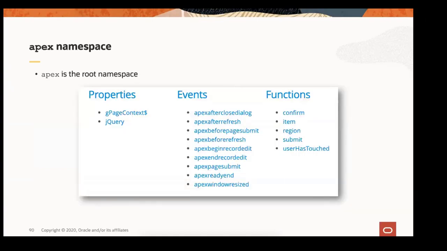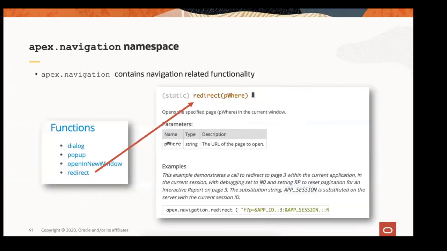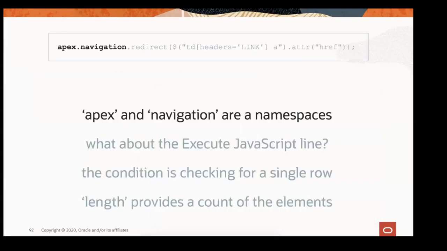So the one that we start with is the root or apex namespace. And you can see some of the properties here that you'll find in the doc, including functions like confirm and submit, which are commonly used. And then if you go down to apex.navigation in the doc, you'll see the functions it has, including one called redirect, which is pretty cool. You just invoke redirect, you pass it a URL, and it takes you to that page in the current window. But it also does some things like substitution syntax that you can utilize for some additional flexibility rather than hard coding that yourself.